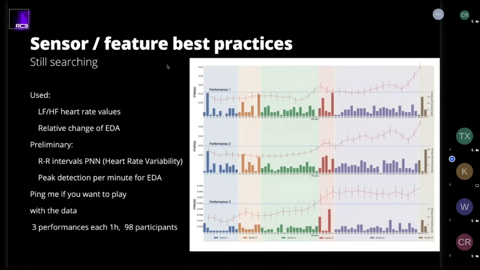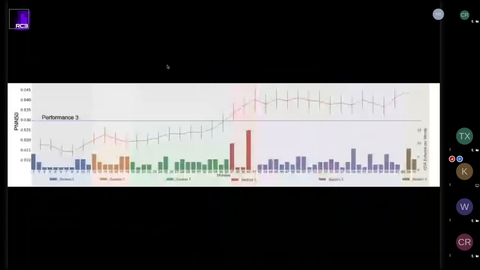But what do I mean with why is the PNN or why is the EDA peak detection so nice? Let's look a little bit closer into the data. And here you see, I just highlighted performance 3 from the previous plots.